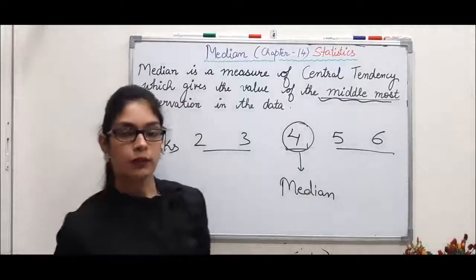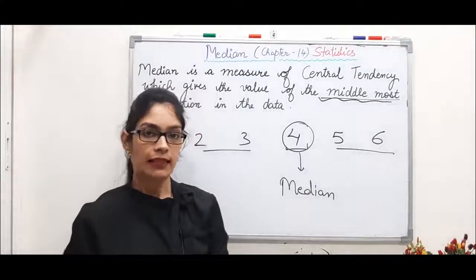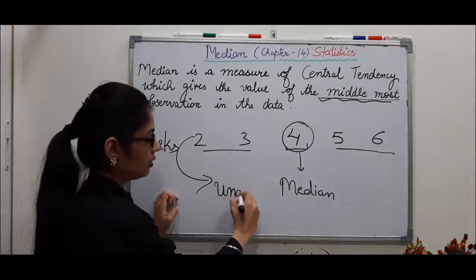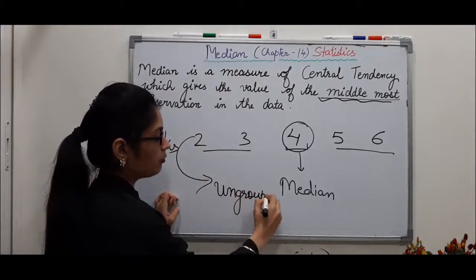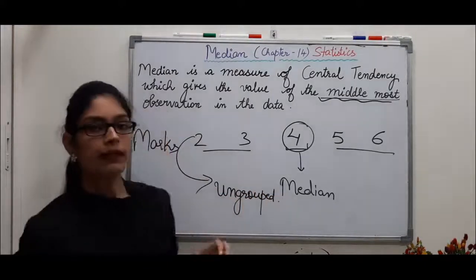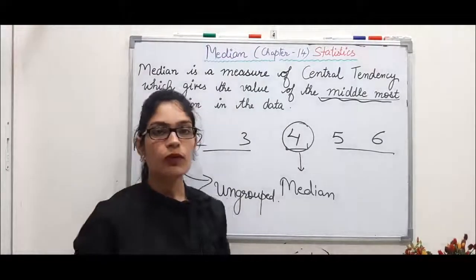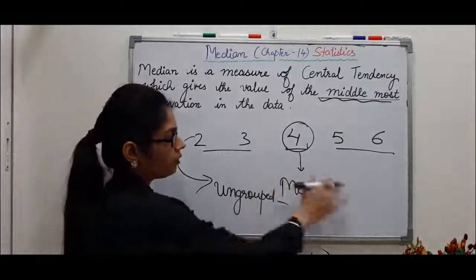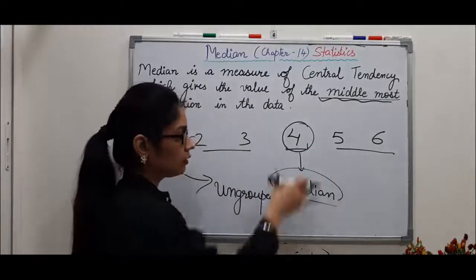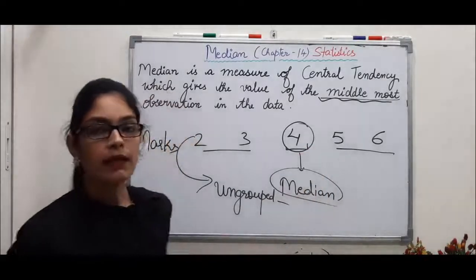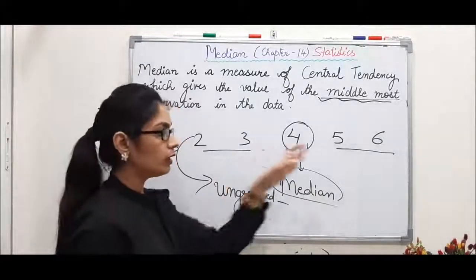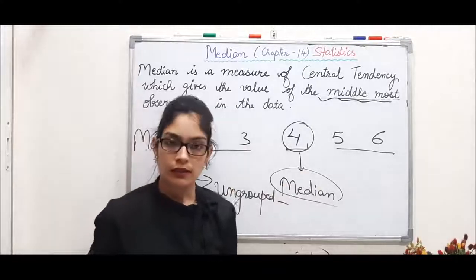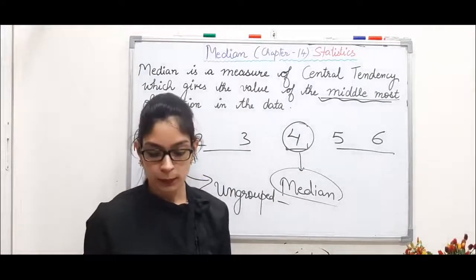So this middle term is the median of the given data. This concept we have already done in class 9th also. This is ungrouped data, and the same concept we did in class 9th, but in class 10th we have to do median of grouped data. By just looking at the given data, you can find the median, and different formulas were there for even number of terms and for odd number of terms. But now we are going to discuss how to find median of grouped data.